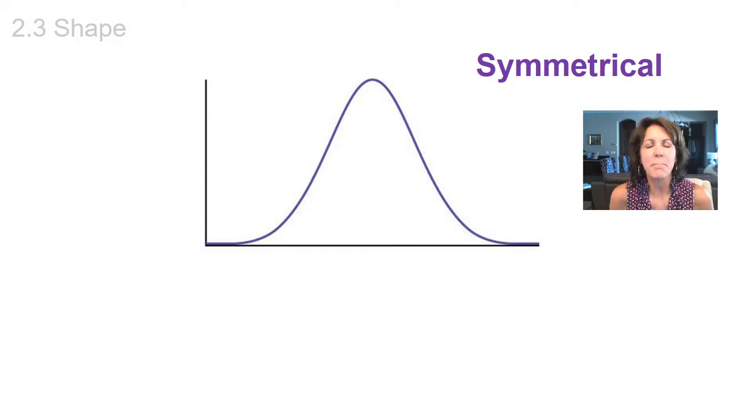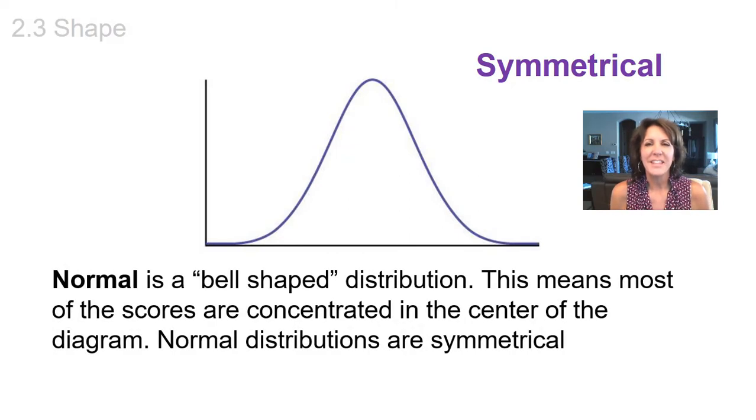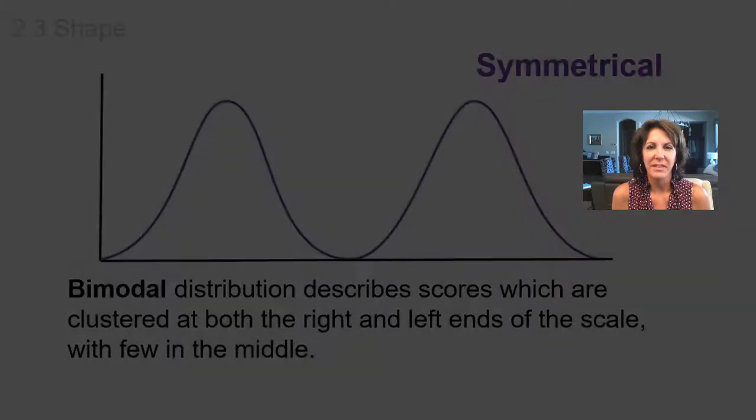So here is a symmetrical distribution. This is an example of a normal or a bell-shaped distribution. It means that most of the scores are clustered in the middle and some scores are more extreme on the outer ends. Normal distributions are symmetrical, meaning that if this were on a piece of paper and you drew a line in the middle and you folded it in half, the sides would be exactly the same. This is a symmetrical distribution.